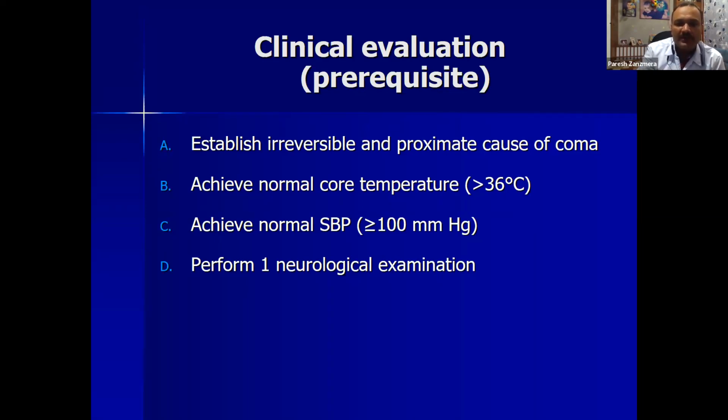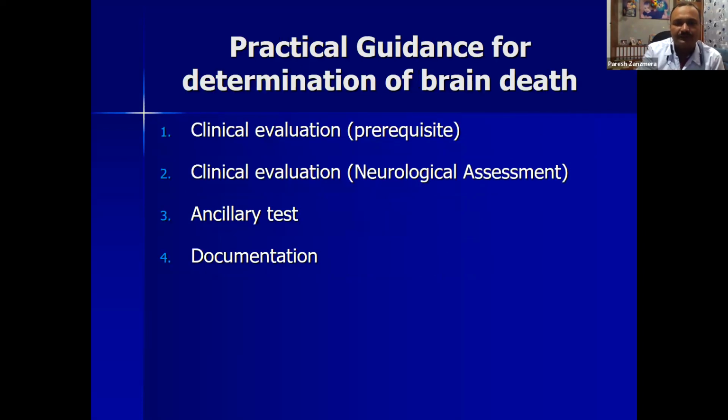The body temperature, core temperature, should be more than 36°C. The patient should be normotensive, that is, systolic blood pressure should be more than 100 millimeter mercury. Now this could be without any inotropic support, or it could be with inotropic support, but the systolic blood pressure should be more than or equal to 100 millimeter mercury. And one should have examined at least one time as far as neurology examination is concerned.